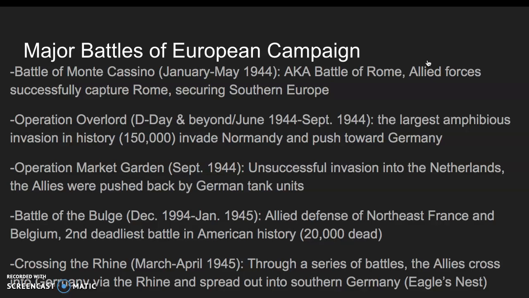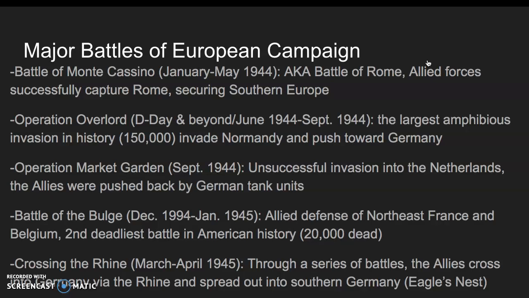The Battle of Monte Cassino, also known as the Battle of Rome, between January and May of 1944: Allied forces successfully captured the city of Rome in Italy, securing southern Europe. Operation Overlord, which is D-Day and beyond, June 1944 to September 1944, the largest amphibious invasion in history. Somewhere up of 150, maybe 160,000 total soldiers invade Normandy in the north of France and begin to push towards Germany.